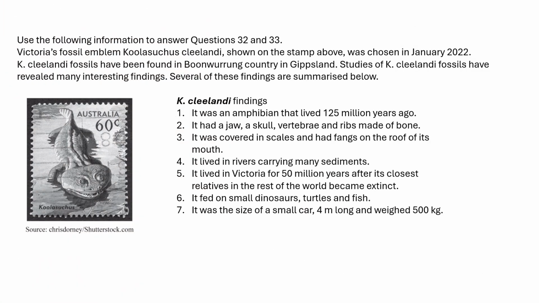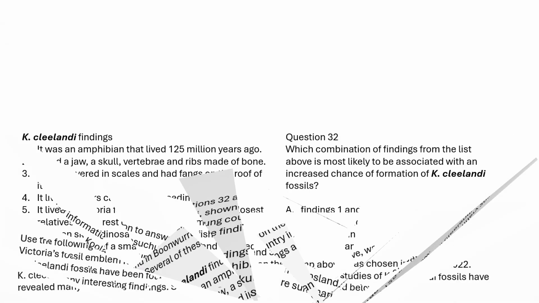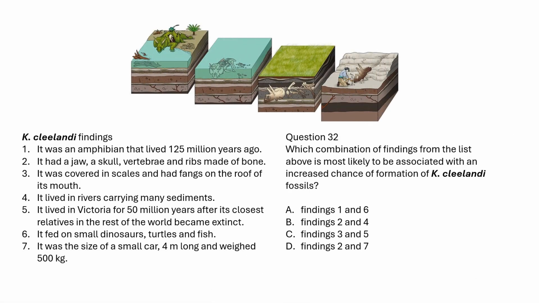Cleveland fossils are found in Gippsland. Fossils are formed in many different ways, but most are formed when a living organism dies and is quickly buried by sediment. Soft tissues often decompose, leaving only the hard bones or shells behind. A jaw, a skull, vertebrae, and ribs are made of bone. It lived in rivers carrying many sediments. These two factors increase the chance of this fossil formation.